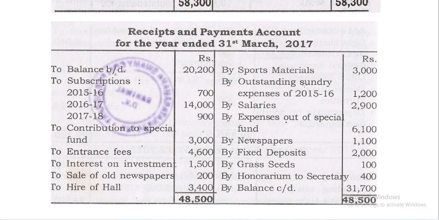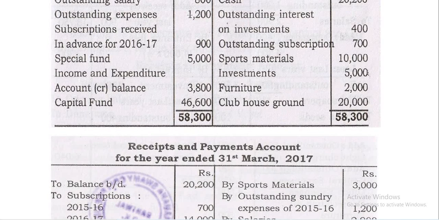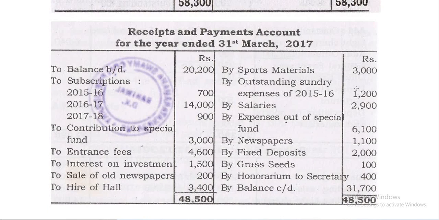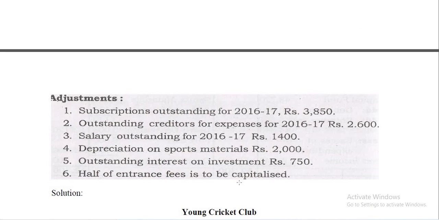And then outstanding sundry expenses of 15-16, so it was outstanding 1,200 and you paid that this year, so there is nothing that you have to do. 1,200 minus 1,200 paid, so nil balance, but current year still payable is given, that is outstanding creditors for expenses, that means outstanding expenses 2,600. So that is part of income and expenditure account, and also it should be shown on the liability side of the closing balance sheet.